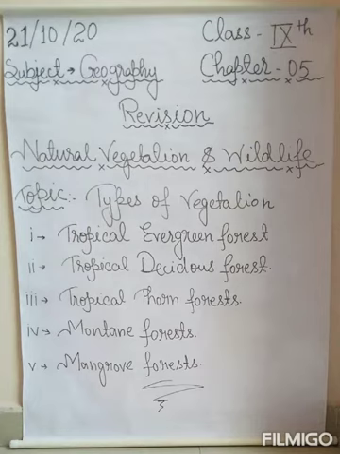Okay. After that, next one is tropical thorn forests and scrubs. And this type of forest and vegetation is found in regions with less than 70 centimeter of rainfall. And this type of vegetation is found in the northwestern part of the country, including semi-arid areas of Gujarat, Rajasthan, Madhya Pradesh, Chhattisgarh, Uttar Pradesh and Haryana.